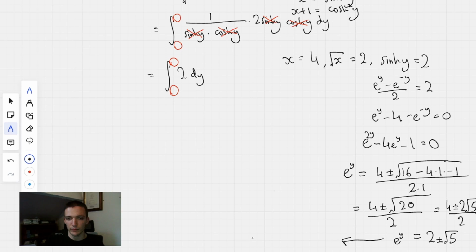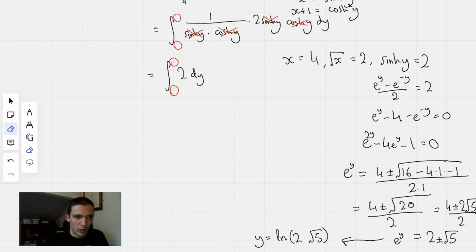Therefore, y is going to be the natural logarithm of 2 plus or minus root 5. Root 5 is greater than 2, so 2 minus root 5 would be less than 0, which means we'd be doing a natural logarithm of a negative thing. We can't have that, and so this has to be a positive natural logarithm just in here. There we go. Okay, so this is one of our answers, which is going to go when x is 4, so this was the top bound, right? This is going to be natural log 2 plus root 5 in there.